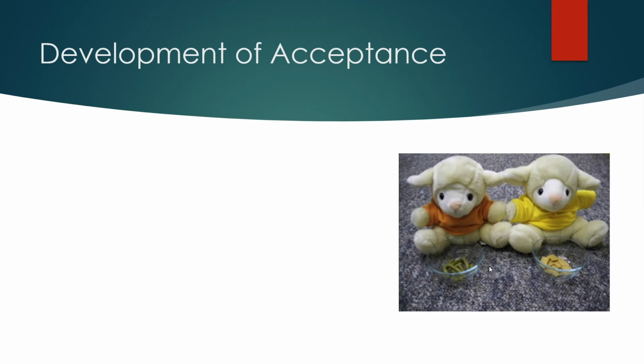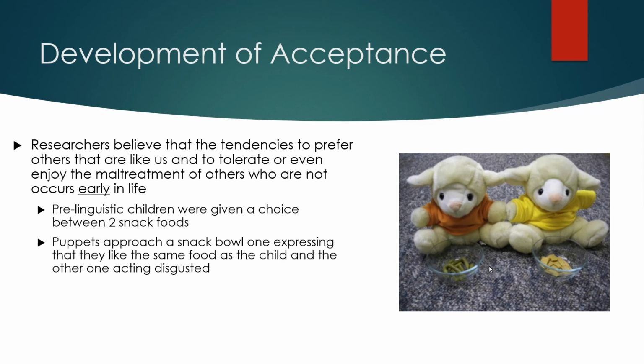And a lot of this, researchers believe, is developed really early on, this idea of acceptance, who we want to be around and who we don't want to be around. And they did this interesting study. This isn't an imaging study at all, but it gets at some of the mechanisms that might be going on through childhood. Researchers believe that this maltreatment, that we tolerate or even enjoy the maltreatment of others, occurs really early in life.